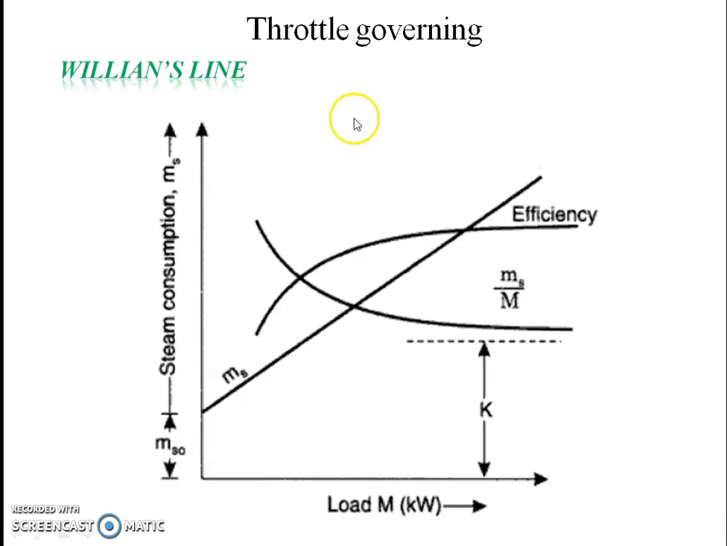Next slide, we have discussed the graphical representation of the Williams line, with steam consumption on the y-axis and load on the x-axis. This is a linear line, the Williams line. If the efficiency is increasing, the fuel consumption is proportional to the efficiency. If the efficiency increases, automatically the steam consumption will be reduced. Here K is a constant. This line is the Williams line.